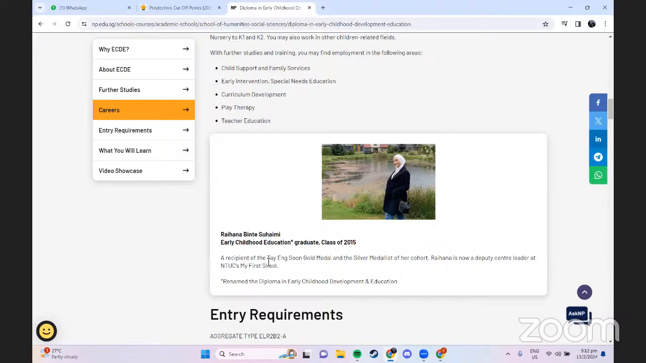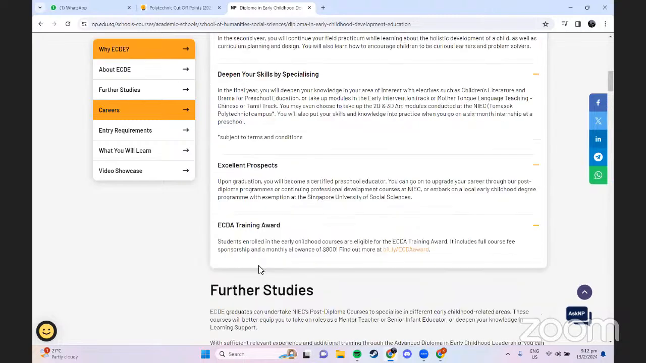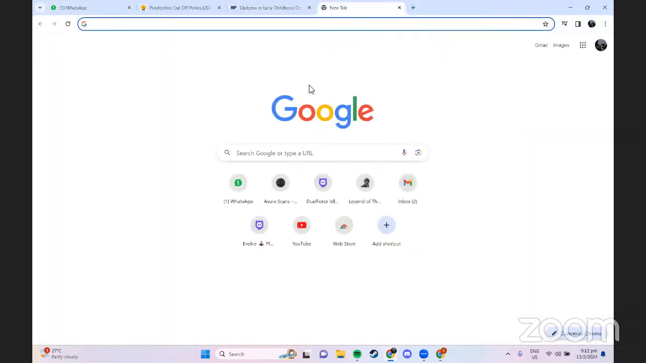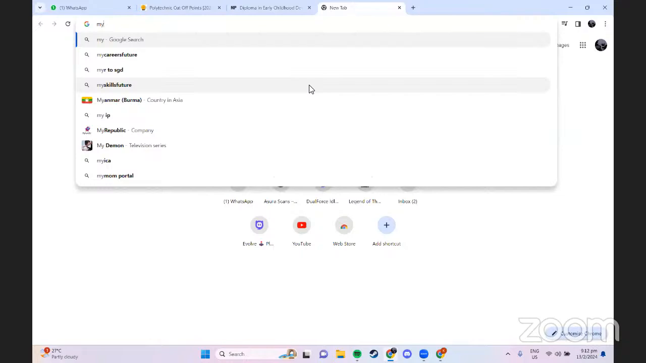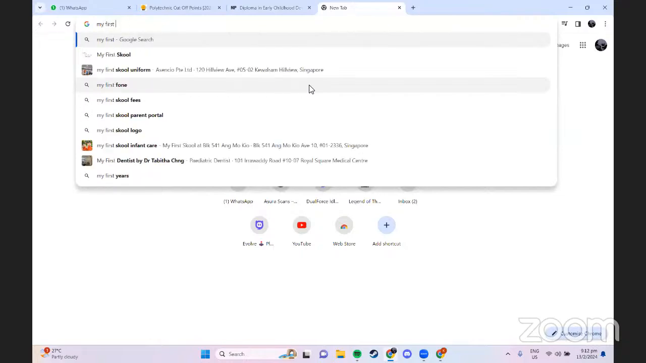Okay. Did they purposely spell school wrong? Or it's just like, I think My First School is definitely a brand. You check it out for a while. You just search. New tab, search. Come on. Okay, My First School. Does it exist?